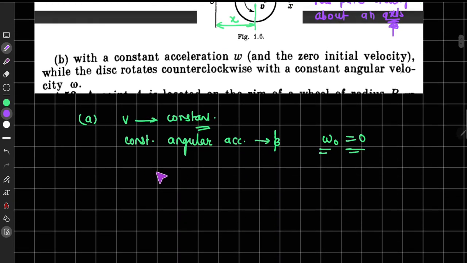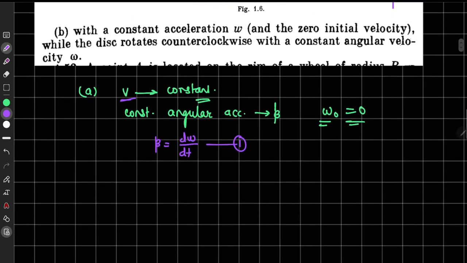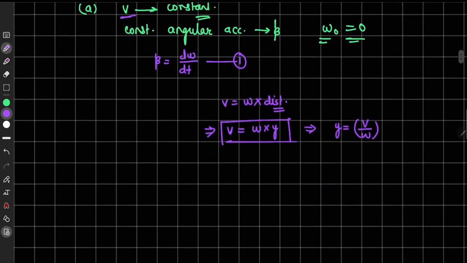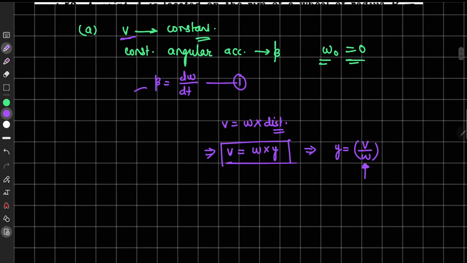So here we can write beta is equal to d omega by dt, that we know. Second, the velocity is constant and the instantaneous axis of rotation is at a distance of y from the x-axis. So we can write velocity is equal to omega times distance. Velocity is constant, that is equal to omega into y. So from here we can write y is equal to v upon omega. We know v, that is constant, but we don't know what the omega is at a particular x.